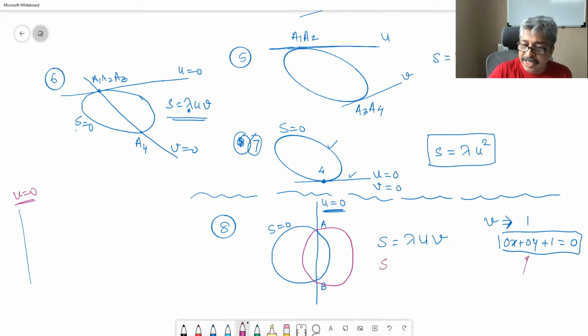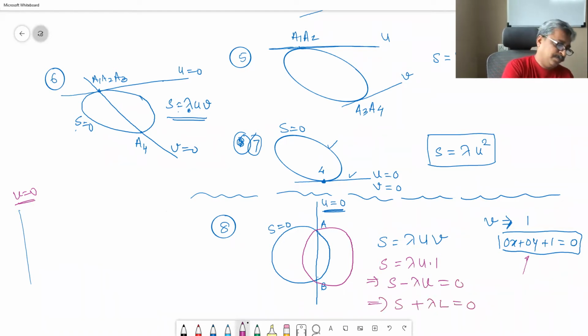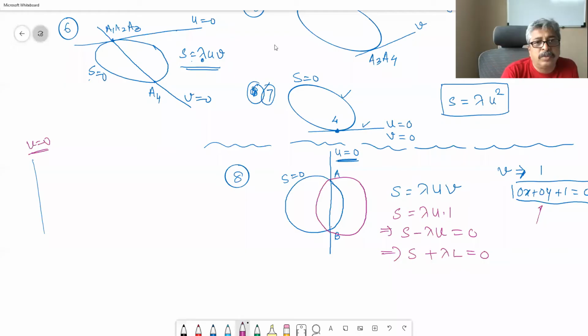And therefore, our S is equal to lambda U into 1, which is our equation S minus lambda U is equal to 0, or we used to call it S plus lambda L is equal to 0. This is the equation of circles passing through all of them. But now we are better and we are saying that it is the equation of all conics passing through those points. So I stop the recording and ask you to digest this.